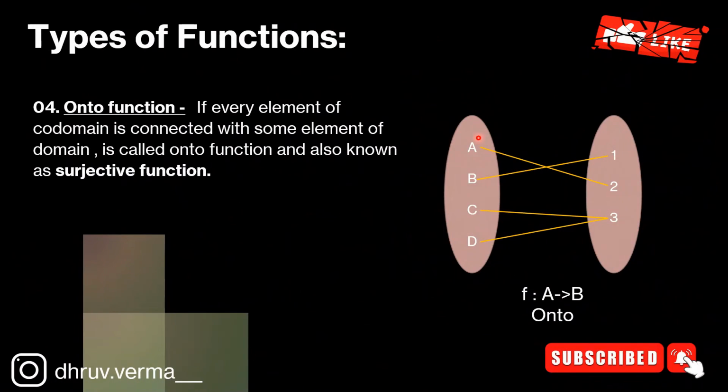Now I am going to talk about another type of function, which is the onto function. So what is an onto function? If every element of the codomain is connected with some element of the domain, it is called an onto function, also known as a surjective function. You can see here every element of the codomain is connected with some element of the domain. So that is called an onto function.